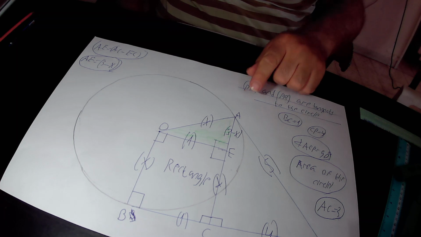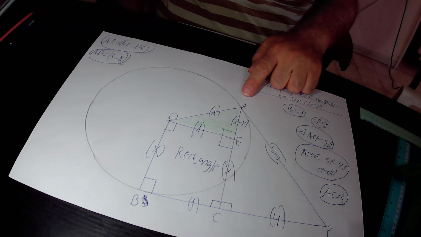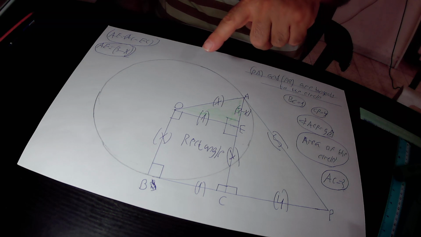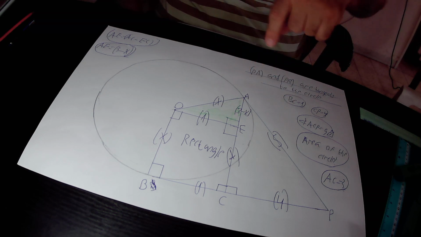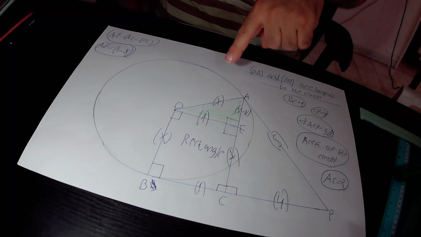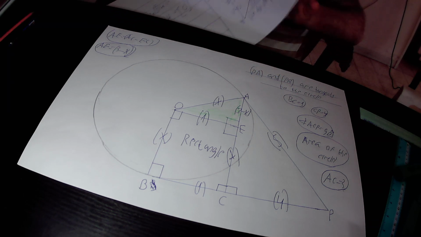In the next step, we join points O and A together by a line. OA is the radius of this circle, that is equal to x, according to our definition. So in the next step, we copy the right triangle OAE onto a new page and we implement the Pythagoras theorem on this right triangle OAE.